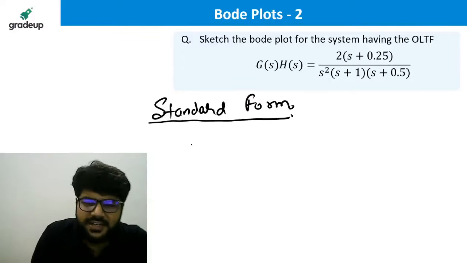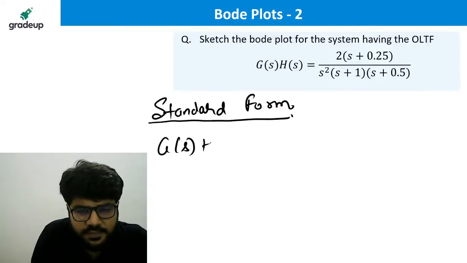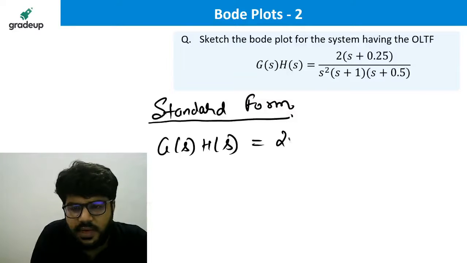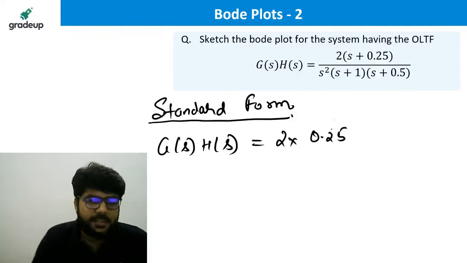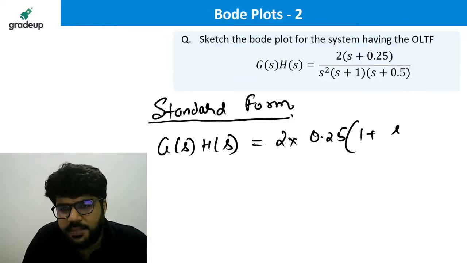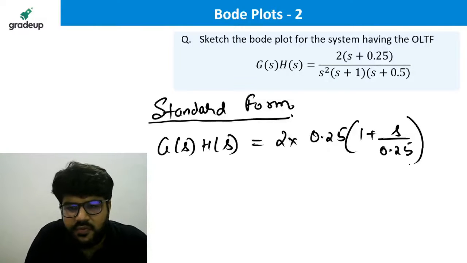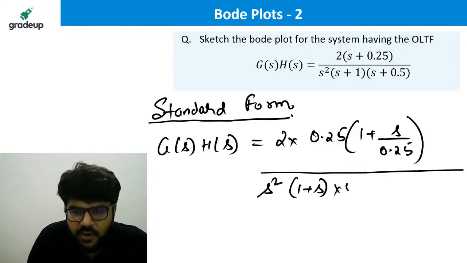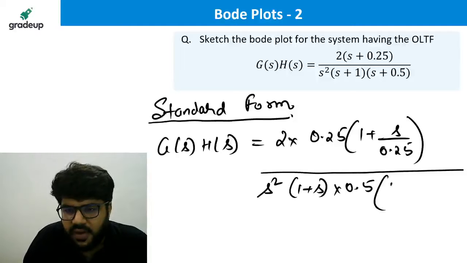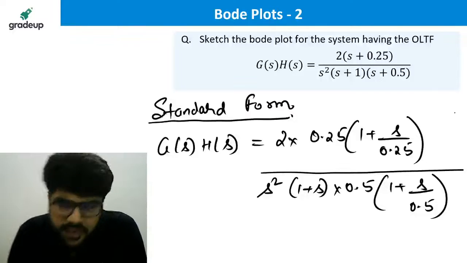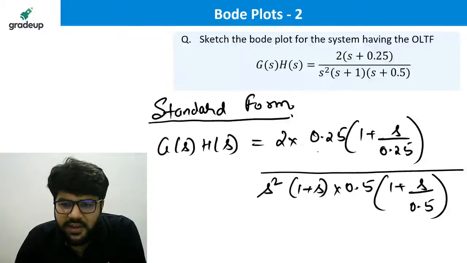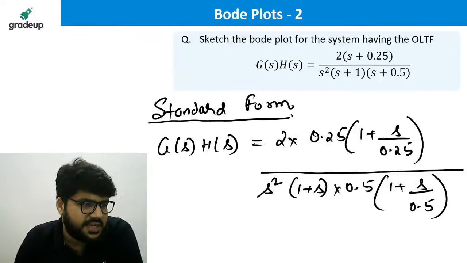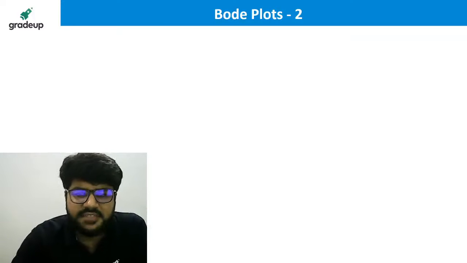Okay, basic points, let's do it very quickly. So what is GSHS? Converting into the standard form, this will become 2. One standard form means 1 plus sT. So I take 0.25 common: 1 plus s divided by 0.25, the whole divided by s square. There is also a 0 term now. Into s plus 1 is simply 1 plus s, no need to take any common. Into 0.5, 1 plus s divided by 0.5. So 0.5, and numerator 2 into 0.25. Constant is cancelled. So what is the GSHS final form?